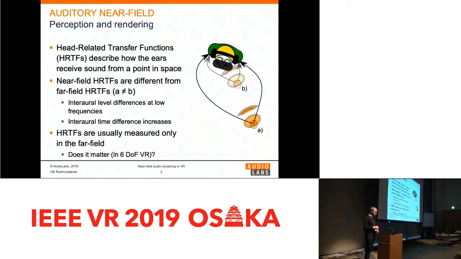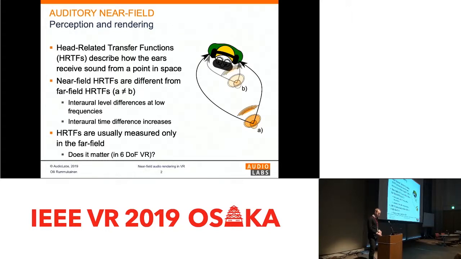Additionally, we get a small increase in the time that it takes for the sound to travel around the head, because it has to bend a bit on the way. So there's a small increase in that, but it's less significant. Now the thing is that we usually only measure the HRTFs in the far field and then just assume that, okay, maybe they work in the near field, and maybe we can just use them as they are.